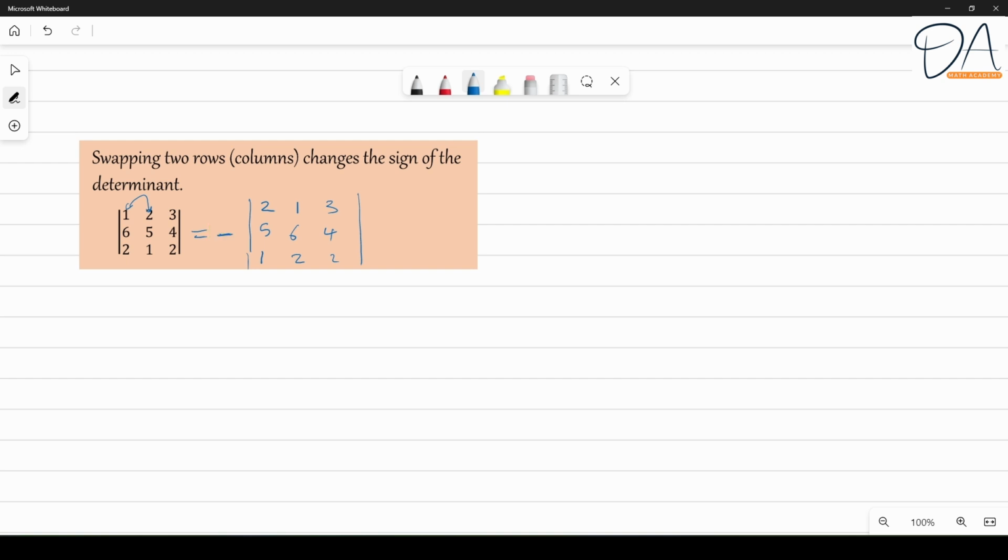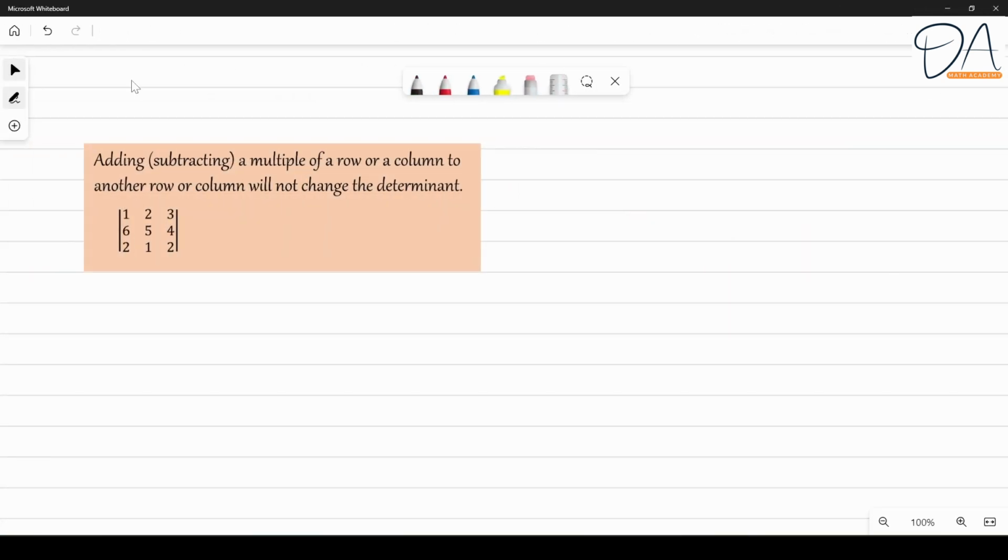I could also, for example, swap these two columns, and what that would do is introduce another minus sign. So we already have a minus sign times a minus, that gives you plus. So essentially this will be the same as 2, 5, 1, 3, 4, 2, 1, 6, 2.